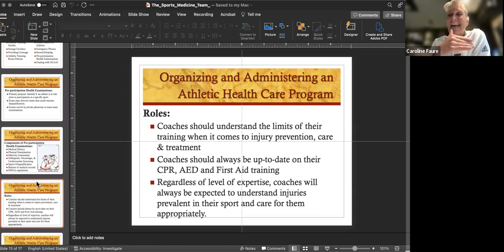So don't be that guy or that gal. Make sure that you're understanding the limits and that you're applying what you know to be the best immediate treatment and care possible for that athlete. And unless you're absolutely sure, don't allow them to keep playing. Never assume, too, that, oh, I've seen this a million times, this is what it is.